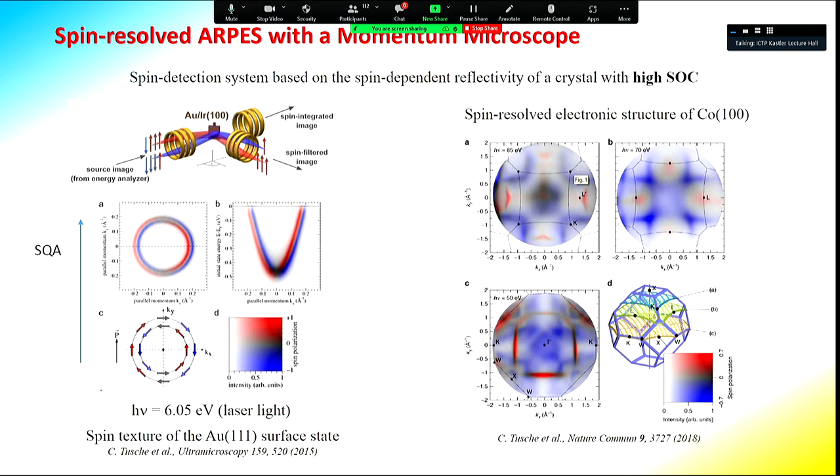And you can take them as a function of photon energy, and you can build the whole three-dimensional band structure of the element with spin resolution.